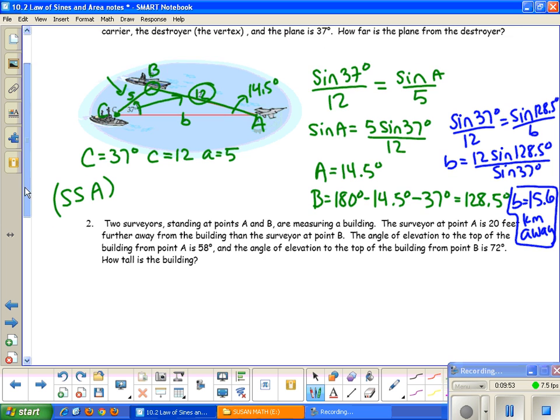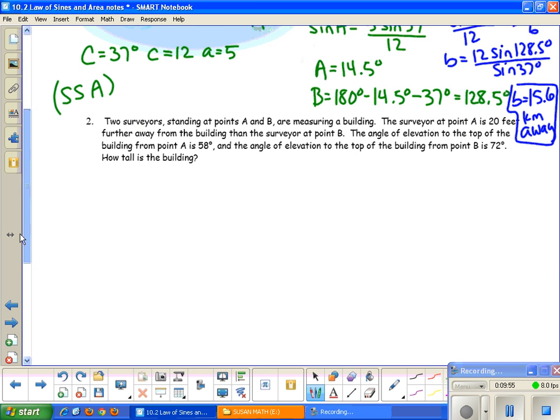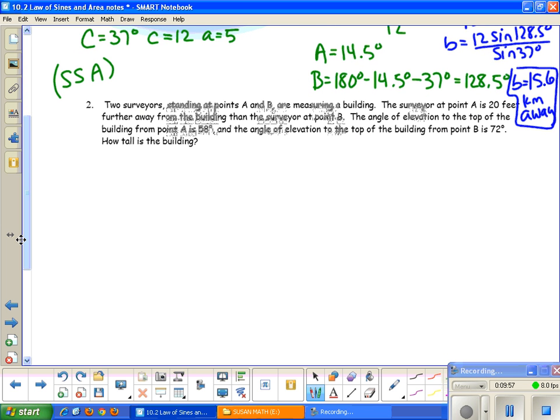So the next problem says: Two surveyors standing at points A and B are measuring a building. The surveyor at point A is 20 feet further away from the building than the surveyor at point B. The angle of elevation to the top of the building from point A is 58 degrees, and the angle of elevation to the top of the building from point B is 72 degrees. How tall is the building?